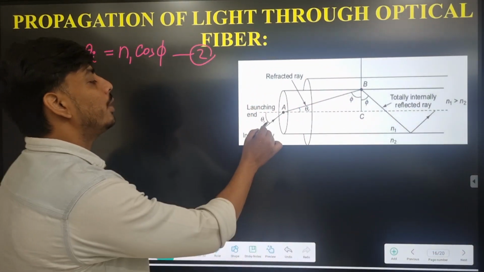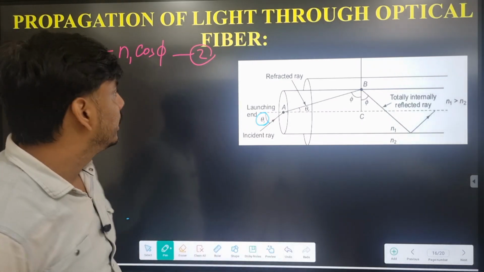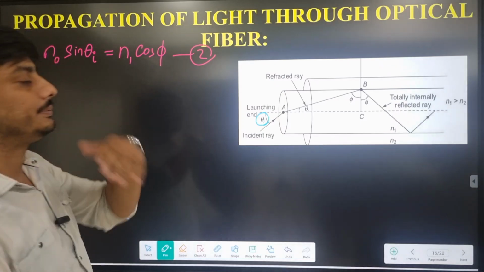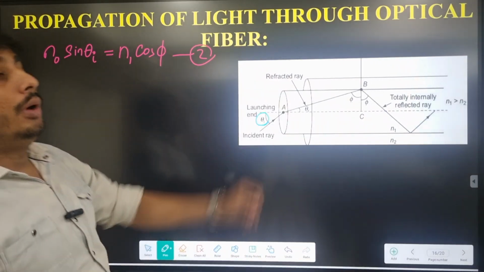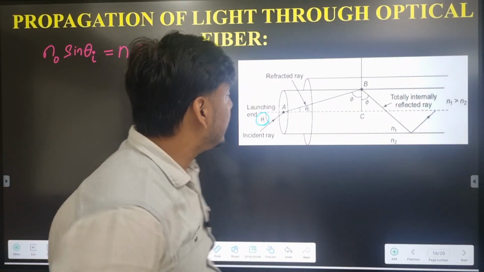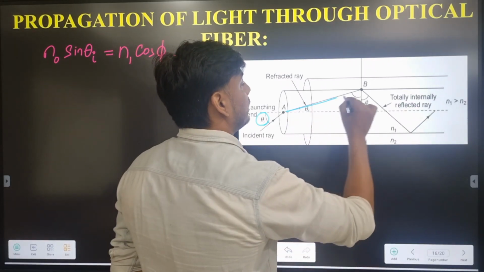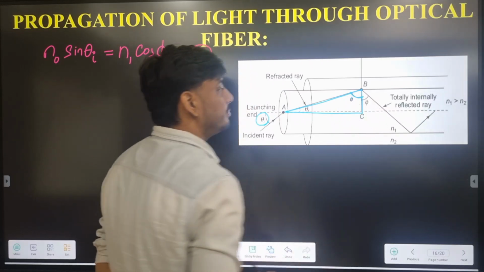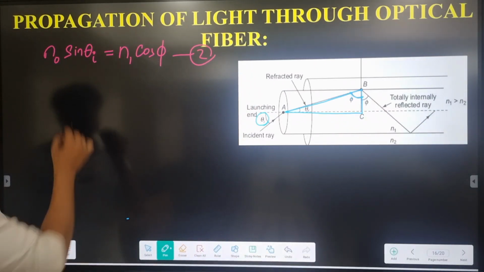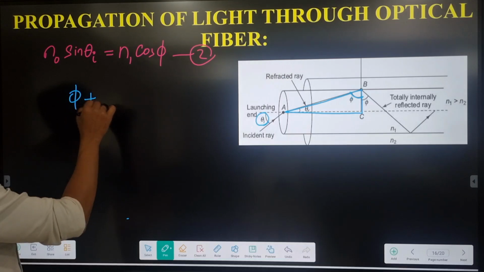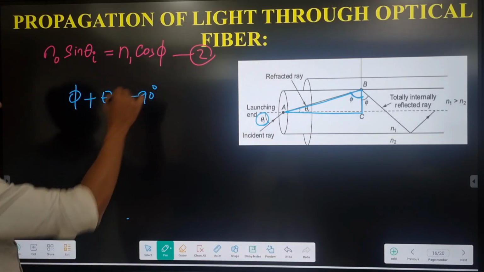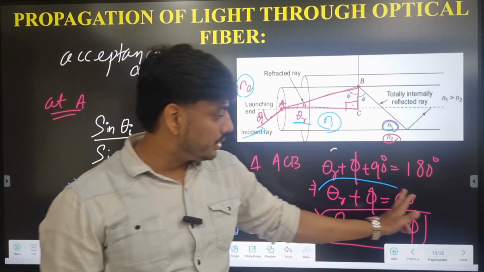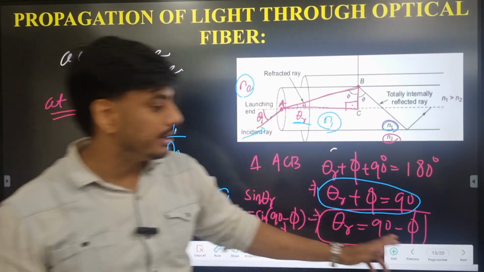Our aim is to find out what will be the maximum value of theta i. Now we get n0 sine theta i equal to n1 cos phi. What will be the minimum value of phi? Phi we have taken here, you can see. This is at point B. At B, we get phi plus theta r equal to 90. Clear? In previous page we have written here, you can see phi plus theta r equal to 90.